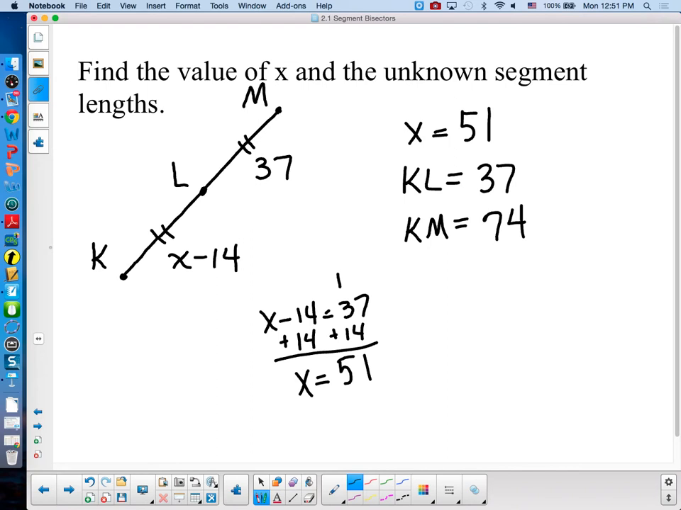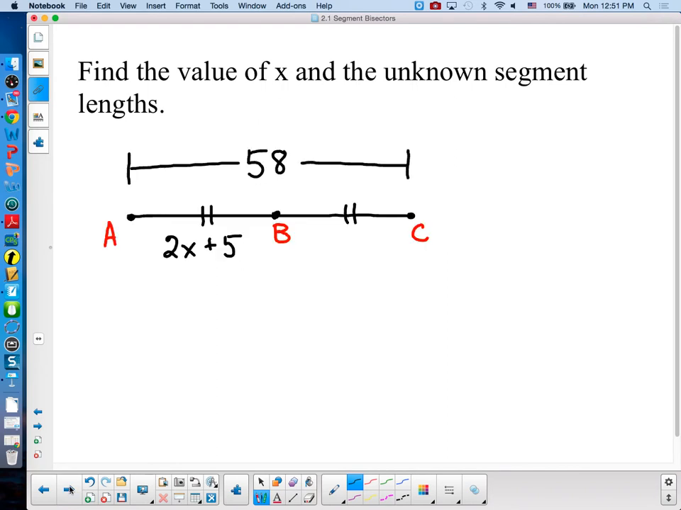Right. How many got that right? We got a few, but not too many. Questions to ask? No? Okay. Try the next one. Pay attention to the markings. I'll tell you some things that are congruent.